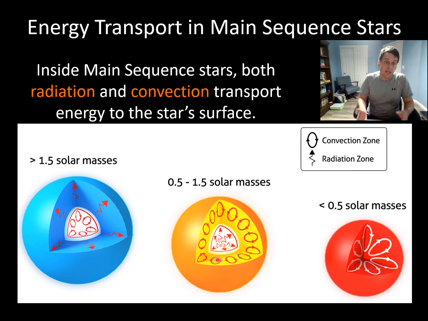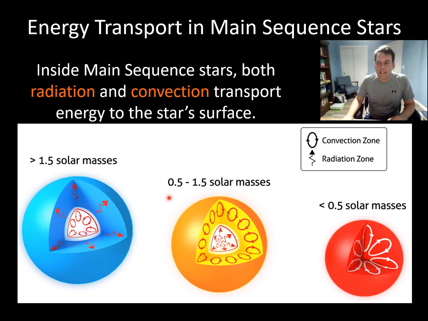On the other hand, if you have a larger than 1.5 solar mass star, the structure is inverted. In that case, immediately outside the core is a convective zone, where convection is the dominant mechanism of energy transport. And then outside of that, you have a radiative zone, which extends essentially to the surface of the star. So the processes are just inverted when the mass is greater.